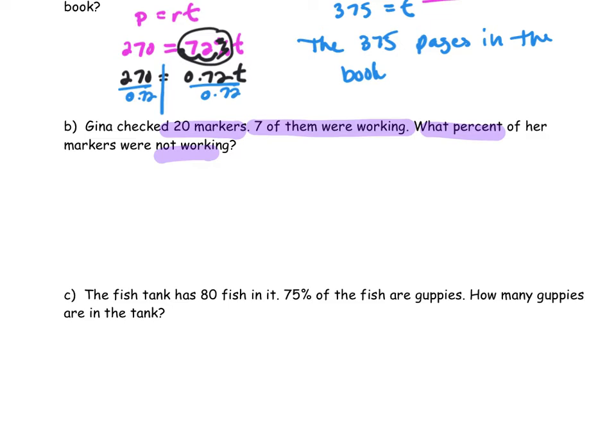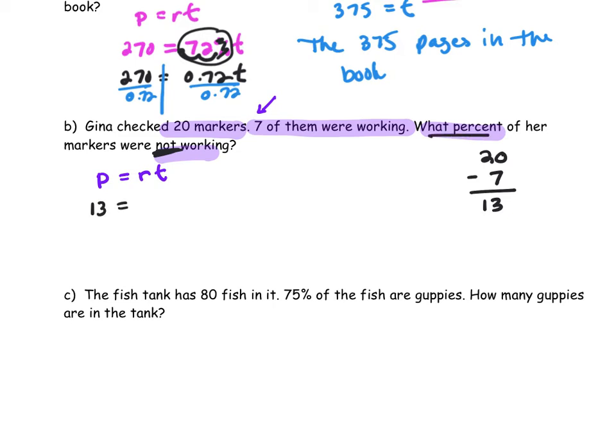7 were working. So this is kind of a tricky problem. We're going to start with our part equals rate times total. Initially, it looked like this was the part because 7 out of 20 were working. But they said specifically what were not working. So if she checked 20 markers and 7 of them were working, that means 13 were not working. And that's what we want. So the part that was not working were 13.